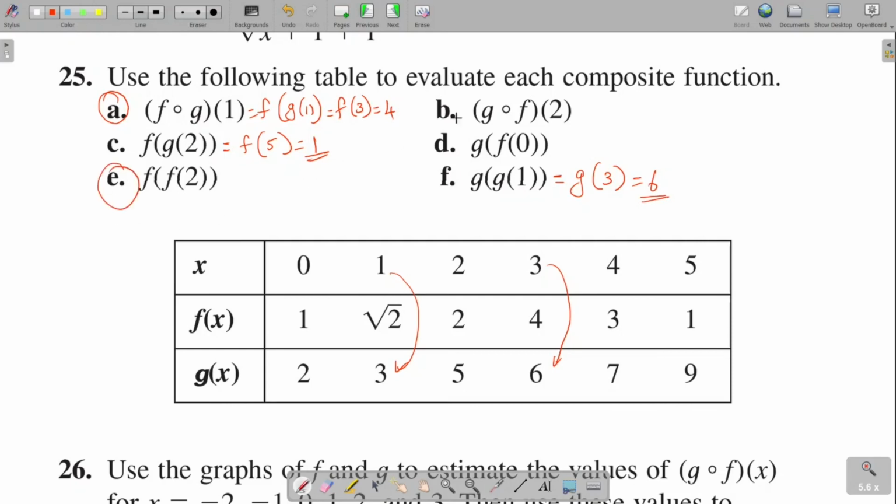Likewise, you can try for the questions E, B and D. Now let's stop here. In the next class, we will study more about functions.